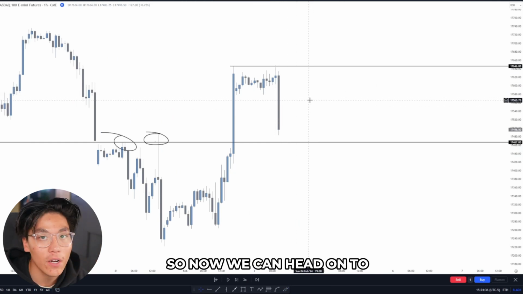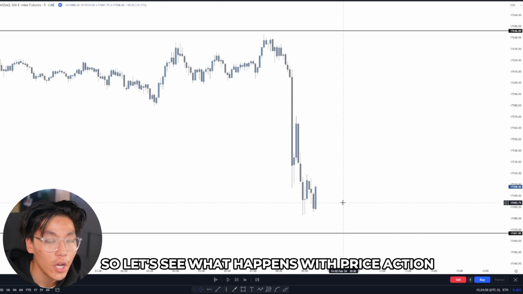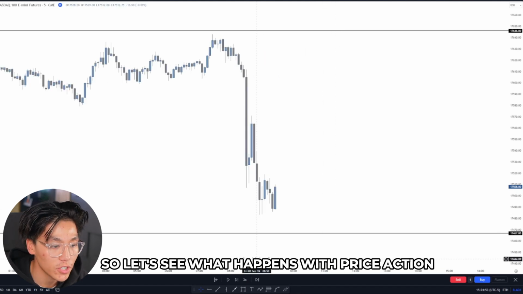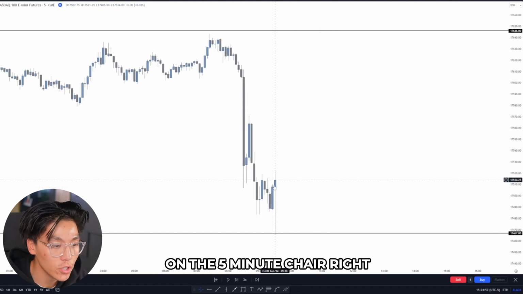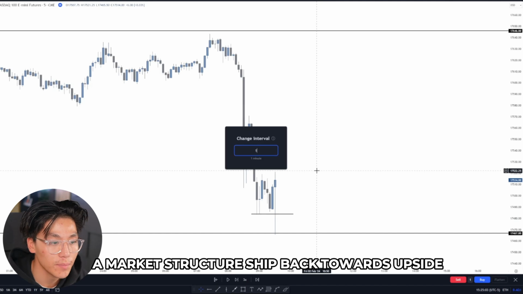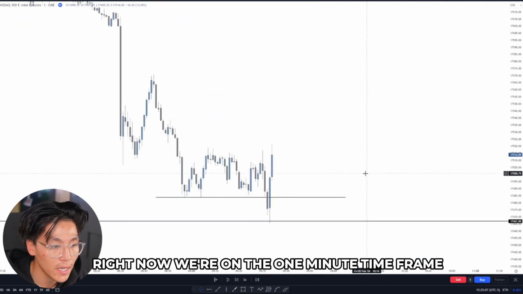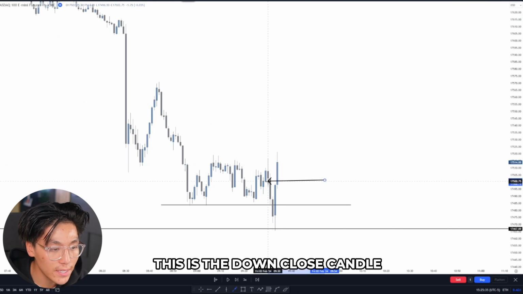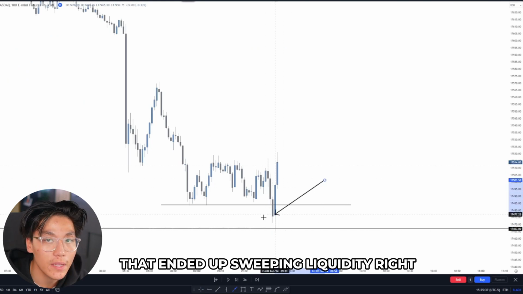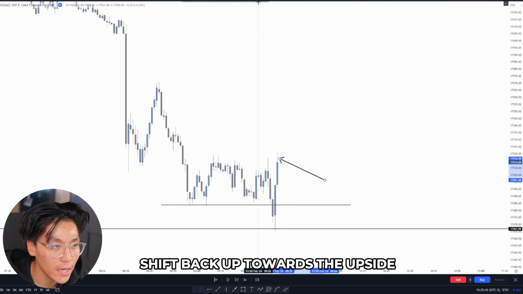So now we can head on to the lower time frames. Right here, we're close to market open. So let's see what happens with price action. You can see the first candle closure on the 5-minute chart, right? We have a sweep of liquidity, and now we have a market structure shift back towards the upside. Now we can head on to the lower time frames real quick. Right now we're on the 1-minute time frame. You can see right here, this is the down close candle that ended up sweeping liquidity, right? Now we have a market structure shift back up towards the upside.